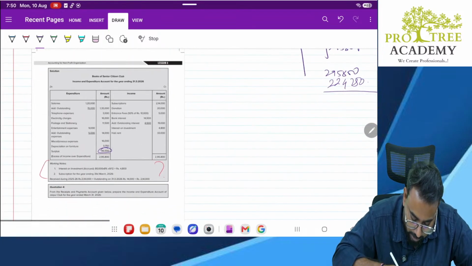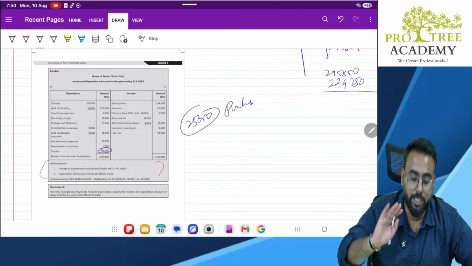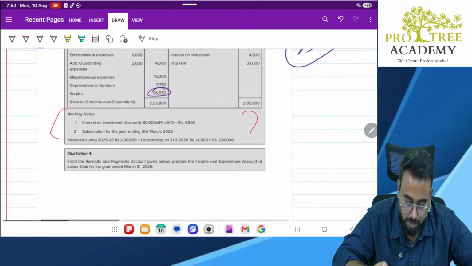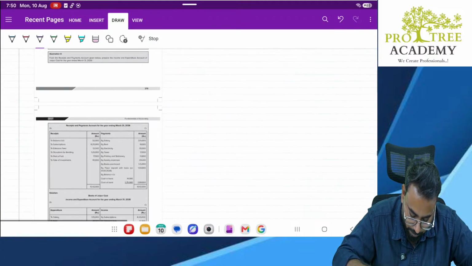Your institute answer is 96,550. The difference is 25,000, the purchase of books, which is not taken by the institute. So it is a mistake done by the institute. Okay. Now let's go for illustration number 4.